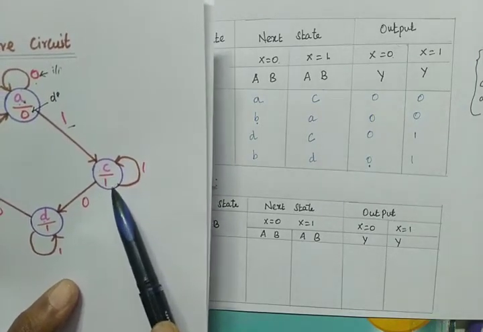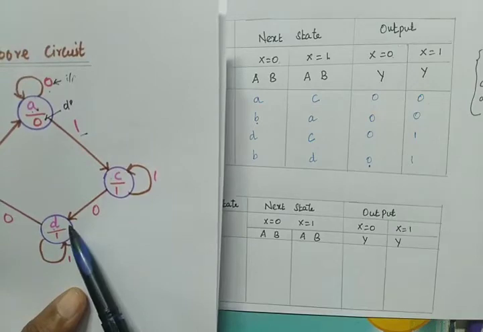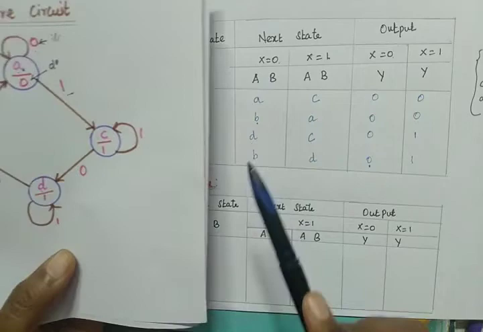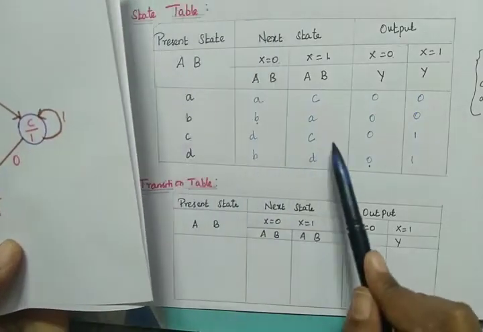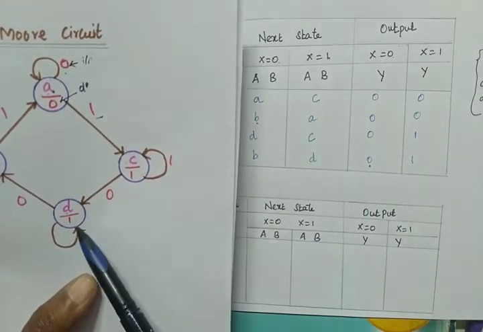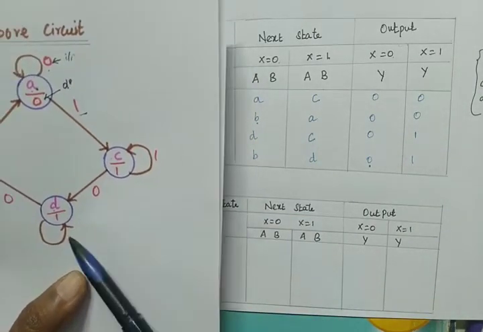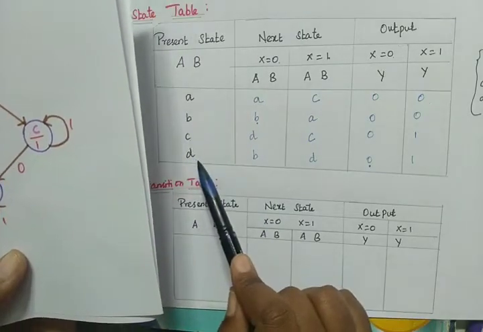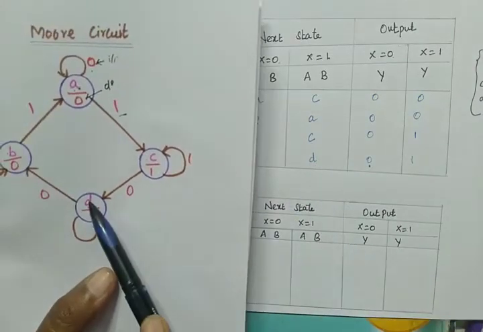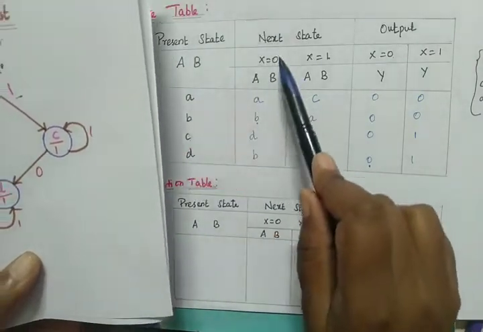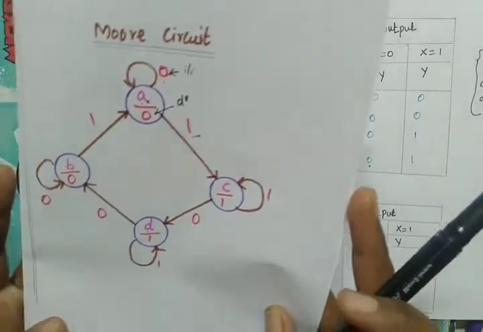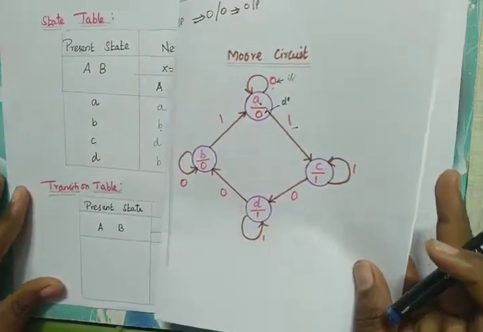C, when the input is 0, goes to D, and the output for that will be 1 here, if it is Mealy circuit. D, when the input is 1, it remains in the same state. D, when it is 0, it goes to B, and the output is 0. So this is how we have to write the state table and state diagram.